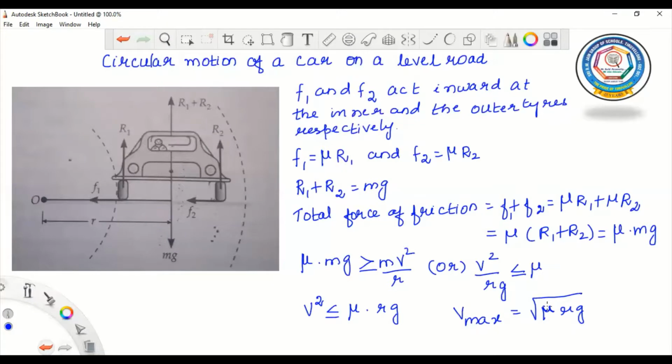And we can notice one thing here: the maximum safe speed depends on the radius of the curved path, and also it depends on the coefficient of friction between the road and the tires. So what is the maximum velocity? Which is equal to root of mu r g. So the maximum velocity depends on the coefficient of friction as well as on the radius of the curved path.